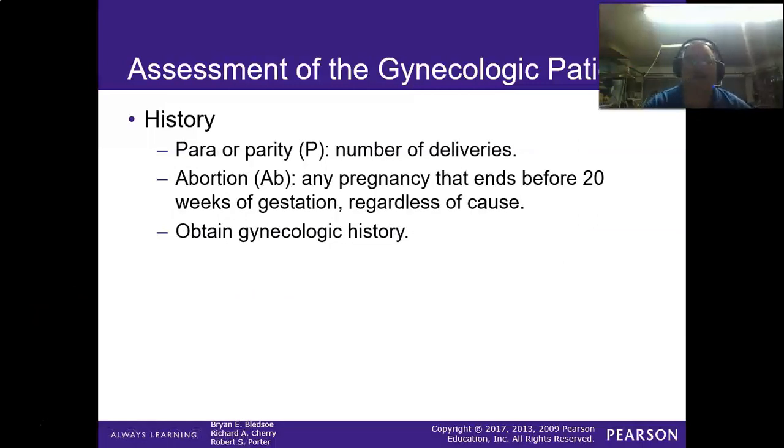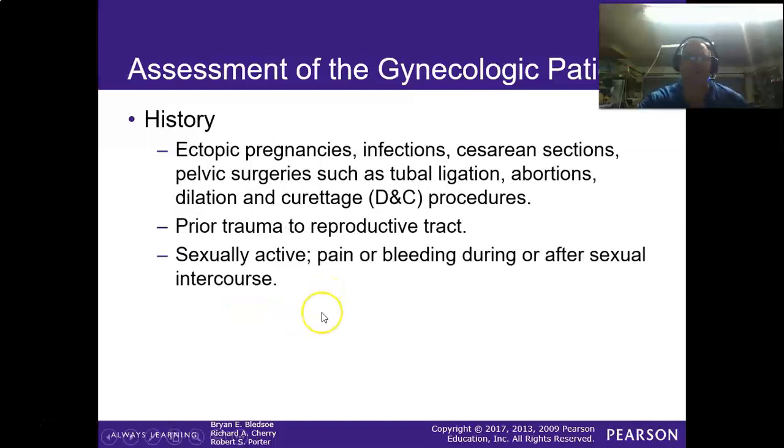The third part of that, which a lot of people forget about, is the number of abortions. Understand that abortion is not just, we went to the clinic and got our uterine lining scraped out. It is when the pregnancy is ended before 20 weeks of gestation, regardless of the cause. That's medically what we consider an abortion. And again, obtain their gynecological history. When is their last menstrual period? Have they been normal? Have they been regular? Heavy flow, light flow?